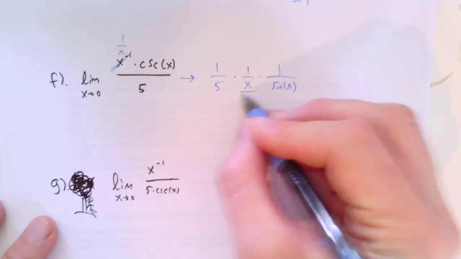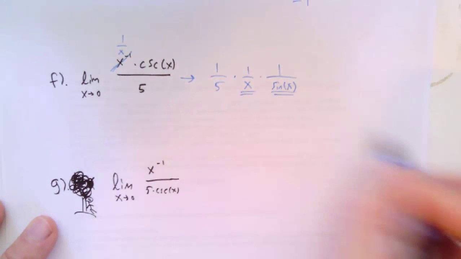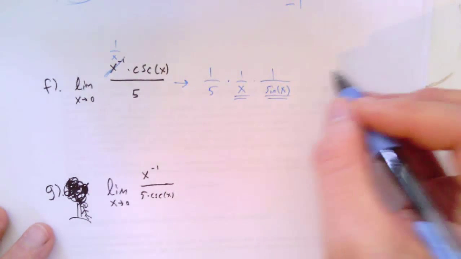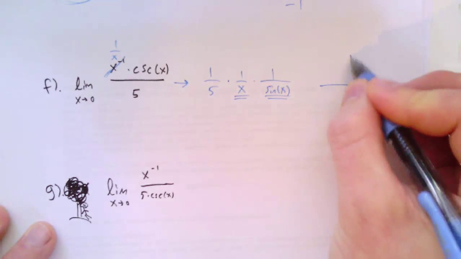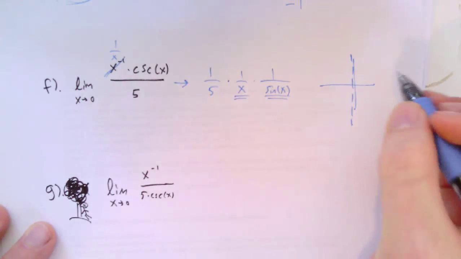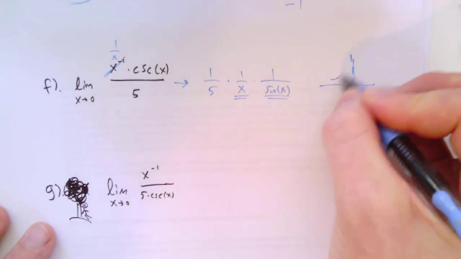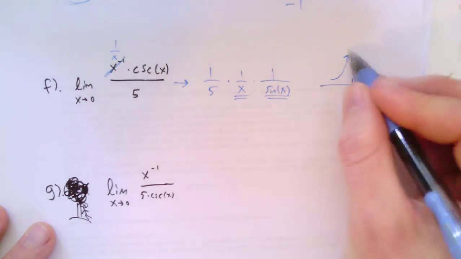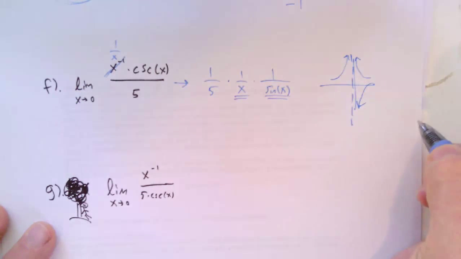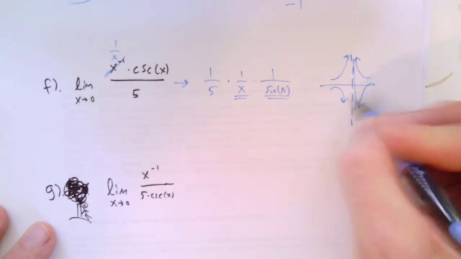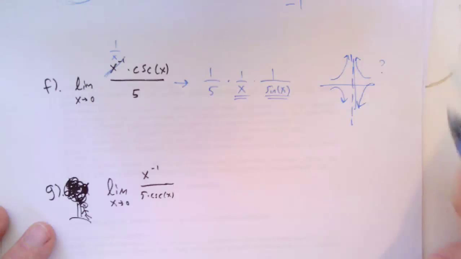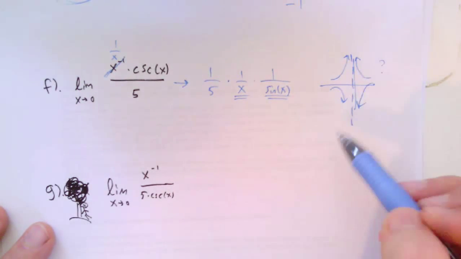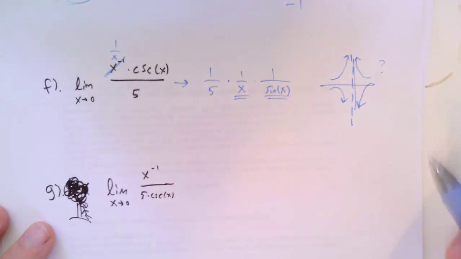Well, I know this is going to be approaching 0. I know that sine x is also going to be approaching 0. So that implies to me that we have a vertical asymptote here. And the only question is the function doing something like this, or maybe one branch is going positive and one branch is going negative, or maybe both branches are going negative. So we're not sure what's going to happen. So that's all we have to figure out. So far the limit might be positive infinity, it might be negative infinity, or it might be does not exist.